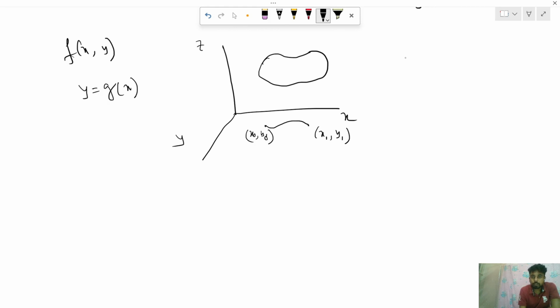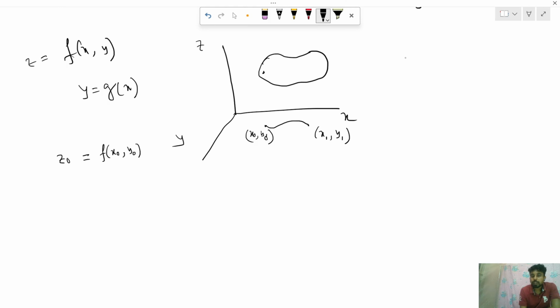Now for the point (x0, y0), it lies on the xy plane. So for (x0, y0), we get a z0 in this figure. Why? We consider the function of several variables f(x, y), that is basically z equal to f(x, y). And if I put here x0, y0 instead of x, y, we get a point z0 in the three-dimensional figure.